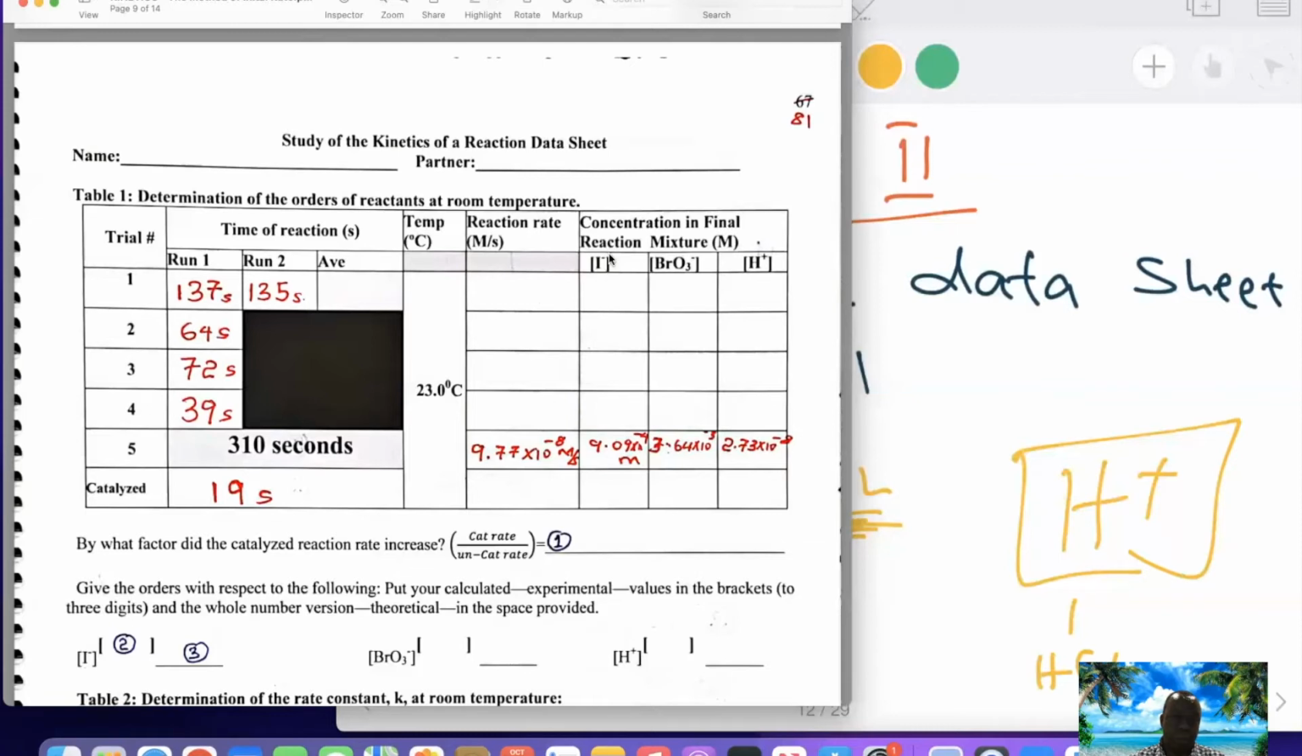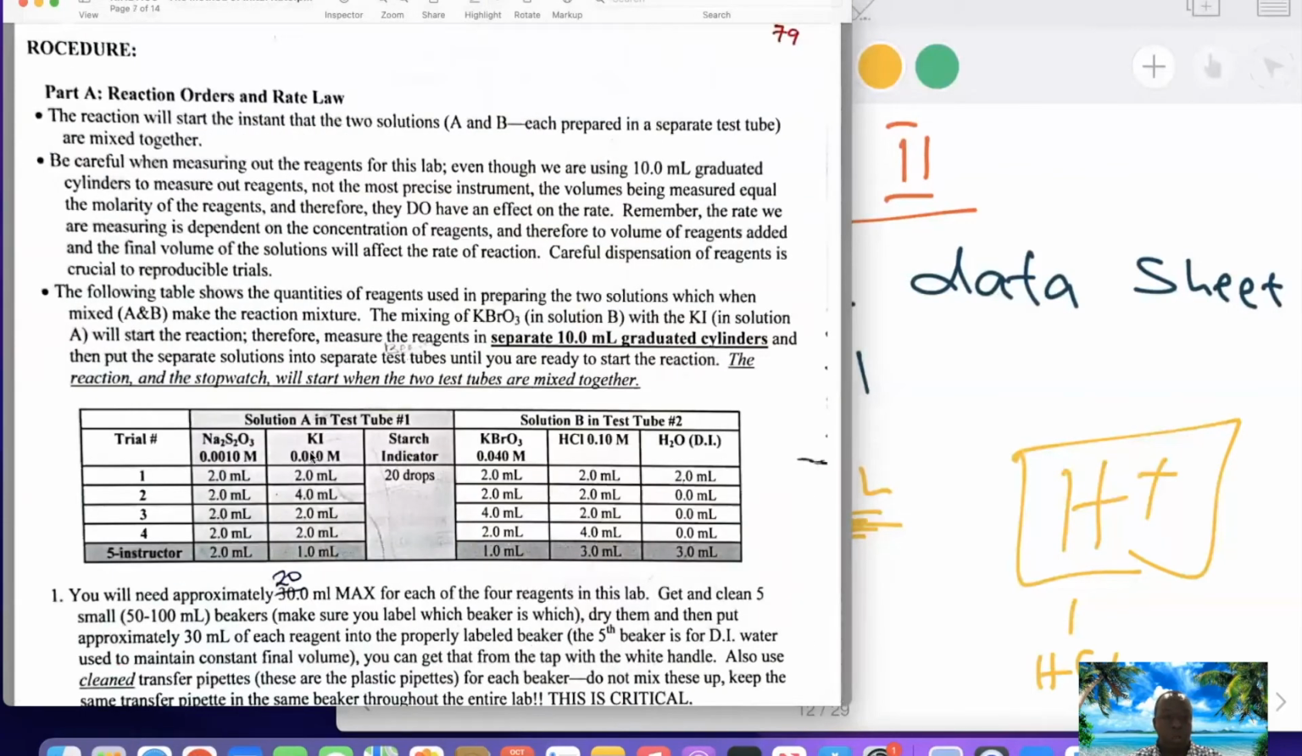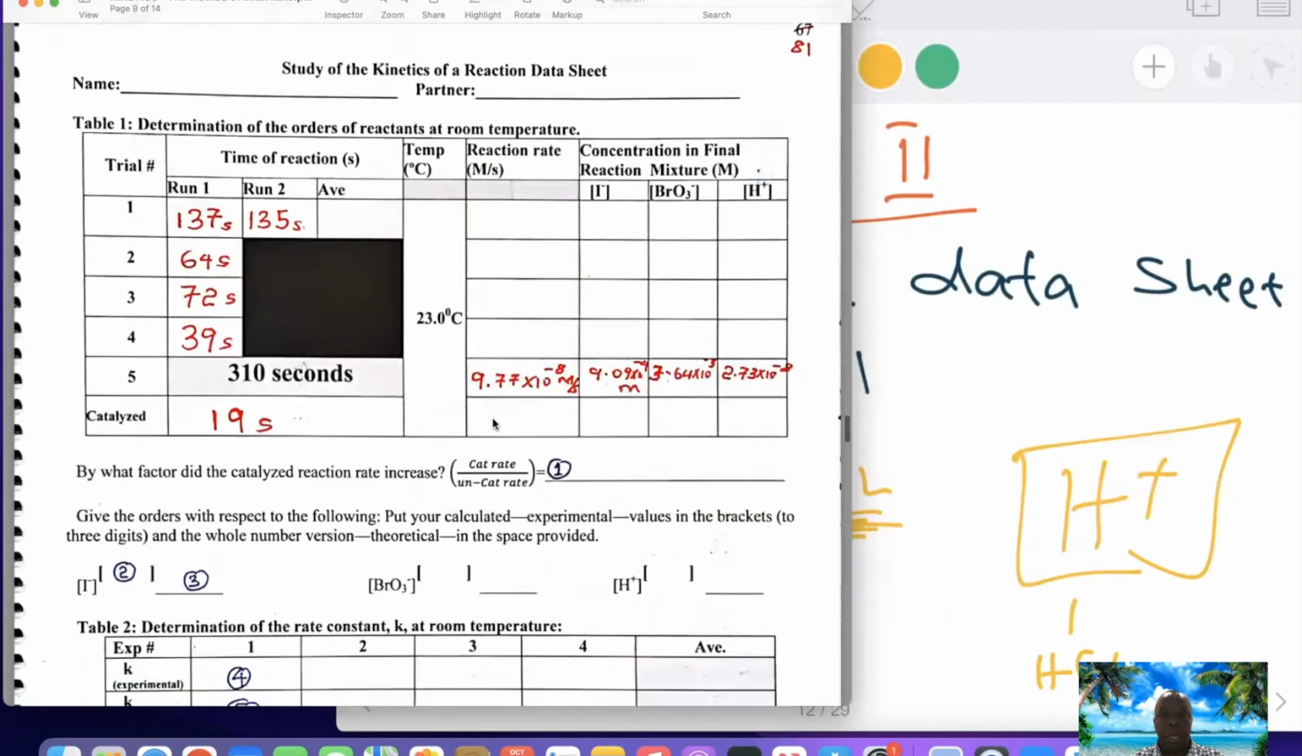The calculation will now be used to determine the reaction order with respect to iodide ion, bromate ion, and hydrogen ion concentration. And remember, this concentration right here has nothing to do with the concentration you have here. I don't want you to assume that this is the concentration of iodide, this is the concentration of bromate, or this is the concentration of H positive. I'll show you how you will proceed to find the concentration of each species in the final reaction mixture.